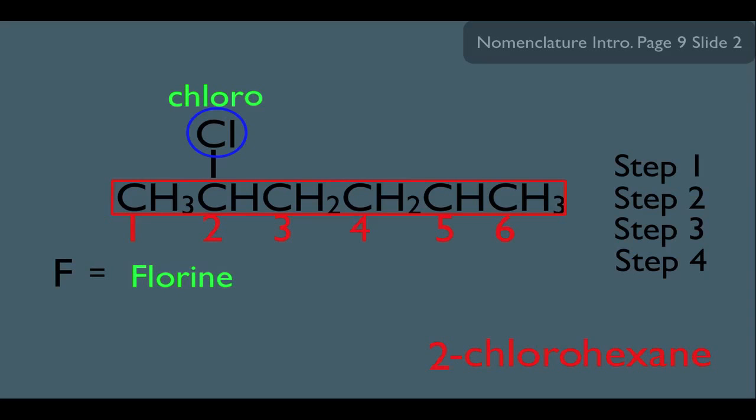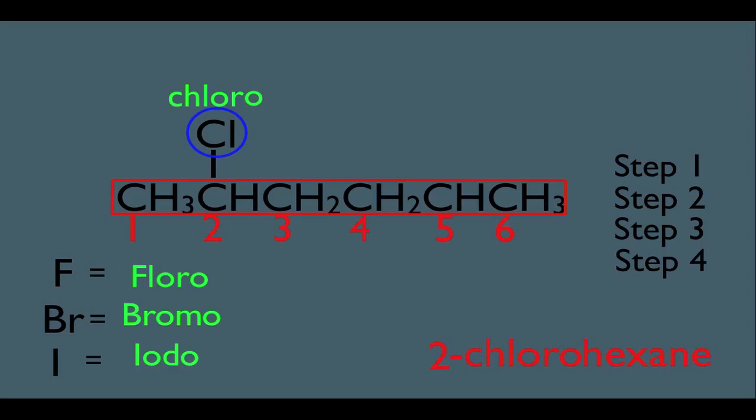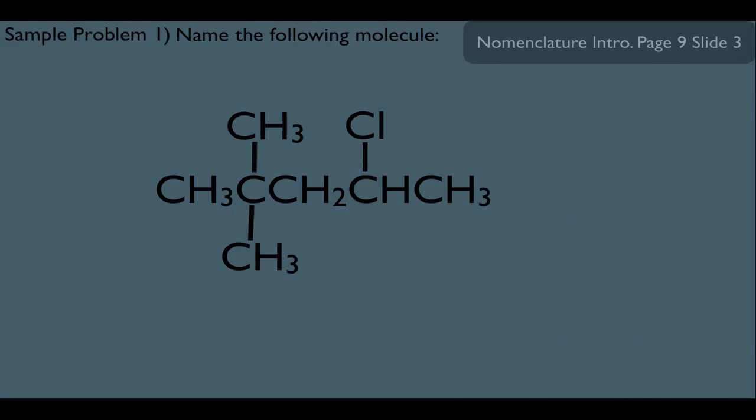For instance, fluorine, F, becomes fluoro, and bromine, Br, becomes bromo, and iodine becomes iodo. So to make sure you got this, let's look at another sample problem here. How would you name this molecule?